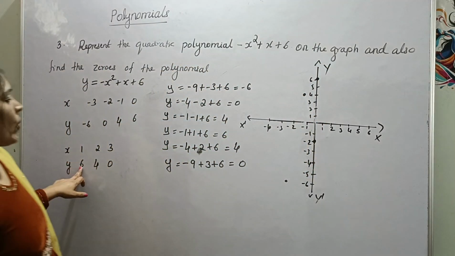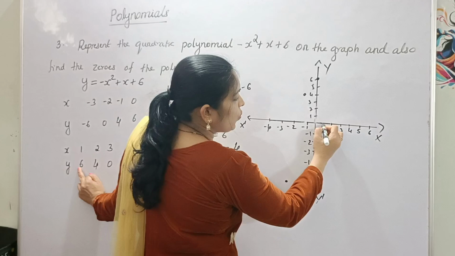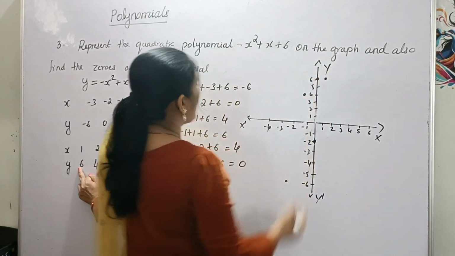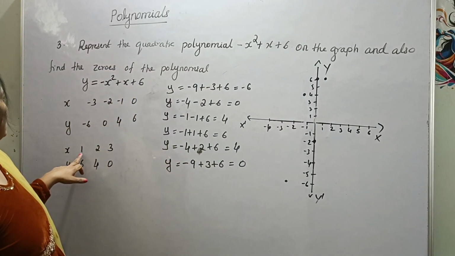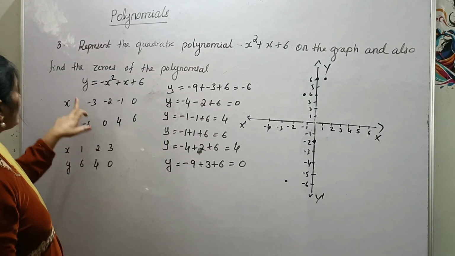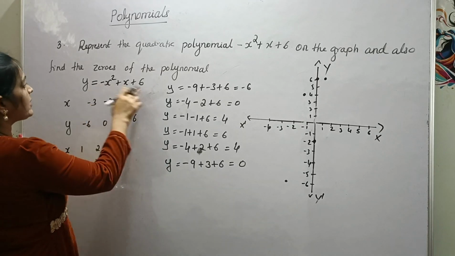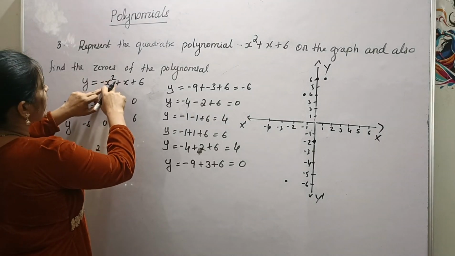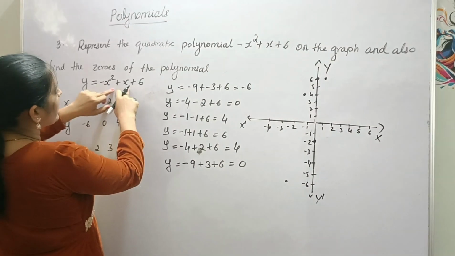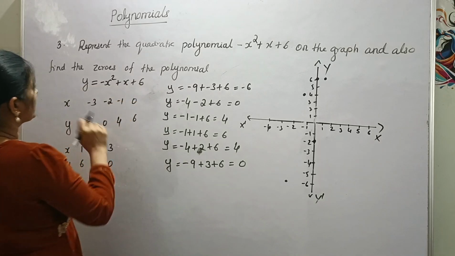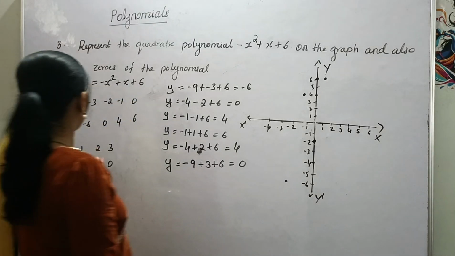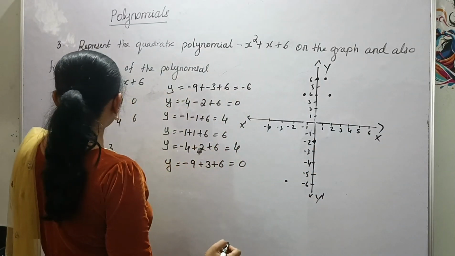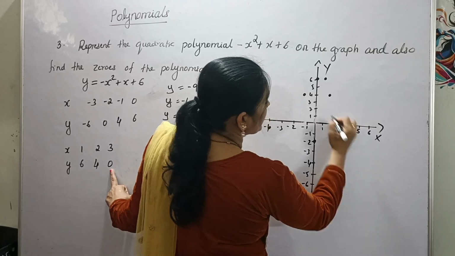When x is equal to 1, y is equal to 6. Okay. It is the point. When x is equal to 0, y is equal to 6. But when x is equal to 1, minus 1 square plus 1, that is cancelled, plus 6. Yes, 6, okay. Then when x is equal to 2, y is equal to 4. When x is equal to 3, y is equal to 0. It is the point. Okay.